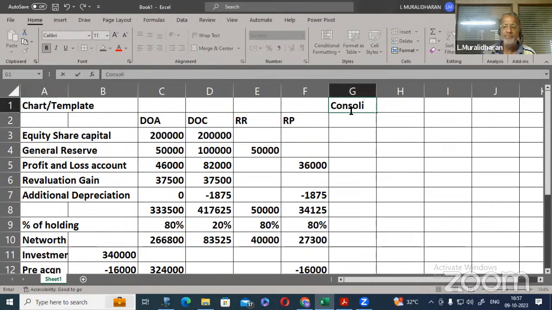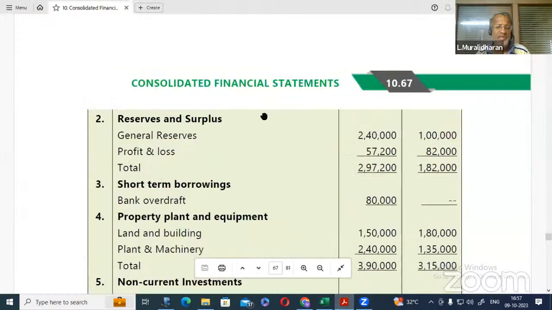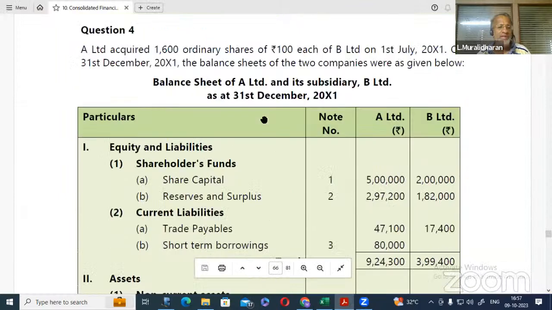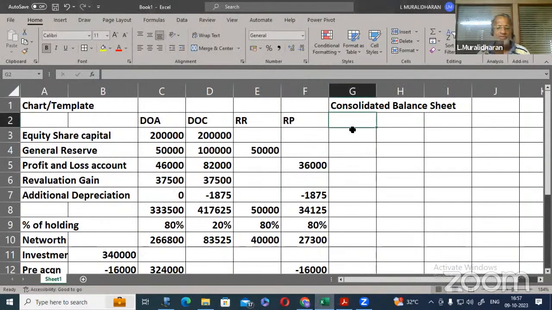Now let us just pick up the consolidated balance sheet. How we are updating, let us just see. What is the order in which they are given? Same order we will take it up. Firstly, equity share capital. Equity share capital of the parent alone will be updated there. So now let us just do that.